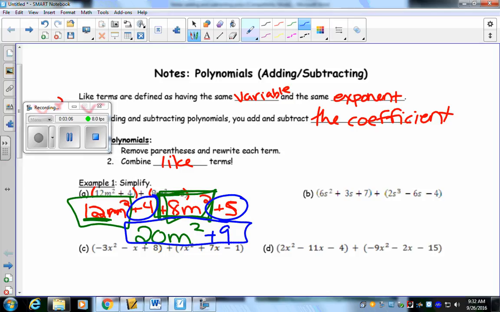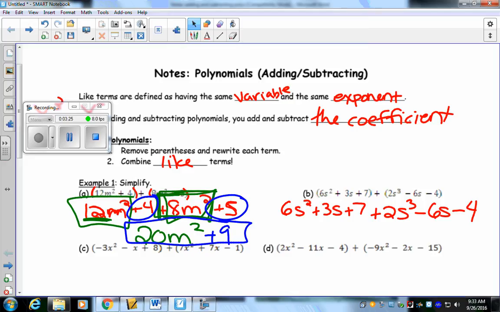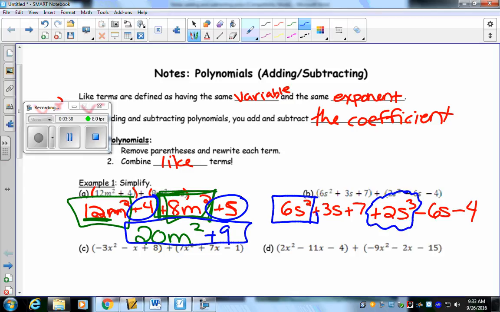All right, taking a look at B, I'm going to go ahead and rewrite them again. So I have 6s squared plus 3s plus 7 plus, oh, is that a 2s cubed? Minus 6s minus 4. All right, so this is the only s squared, okay? This is an s cubed, so I'm going to go ahead and give that a squiggle. So I just like to make different shapes and match them. My plain s's without exponents go together, and then I'm going to triangle just the plain old numbers.